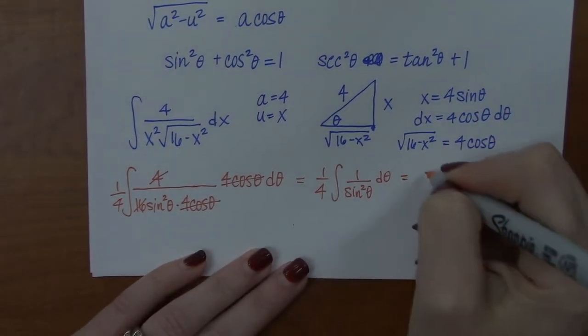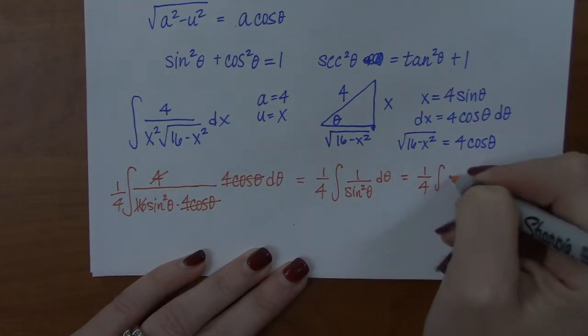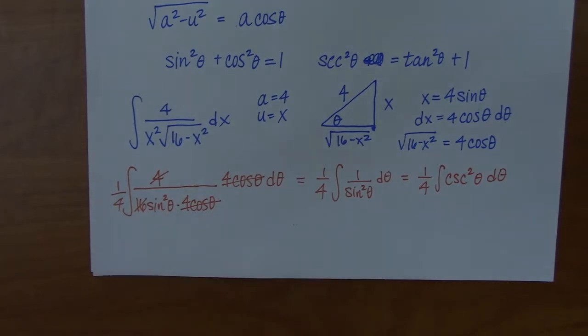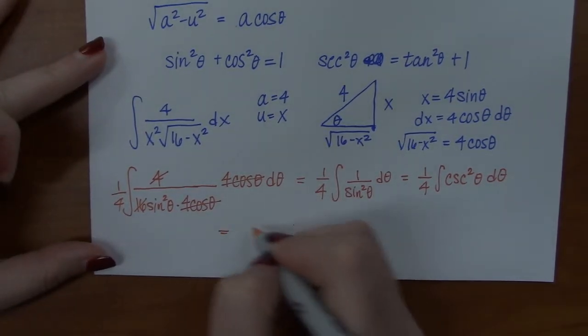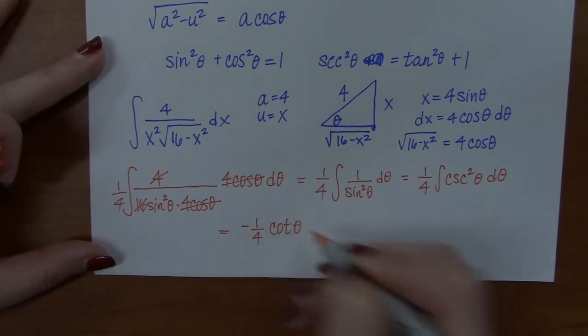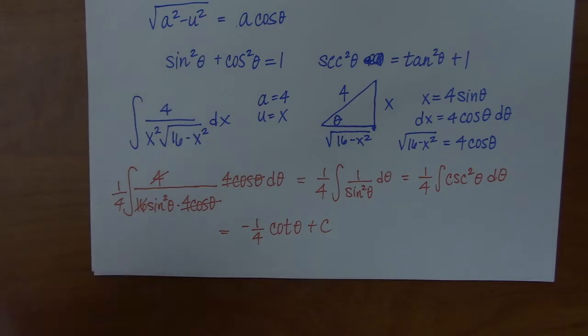So this is actually the integral of cosecant squared d theta. And remember, secant squared and cosecant squared are known derivatives. So this is the derivative of negative cotangent. So now you can just integrate this directly, and you get negative 1/4 cotangent theta plus C.